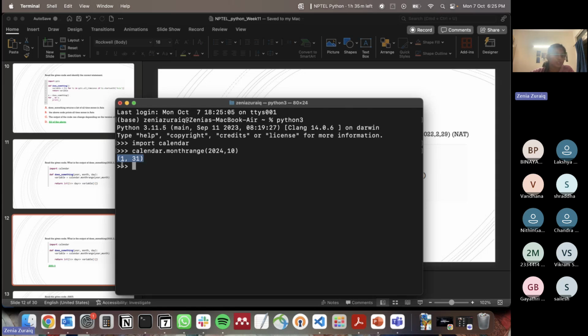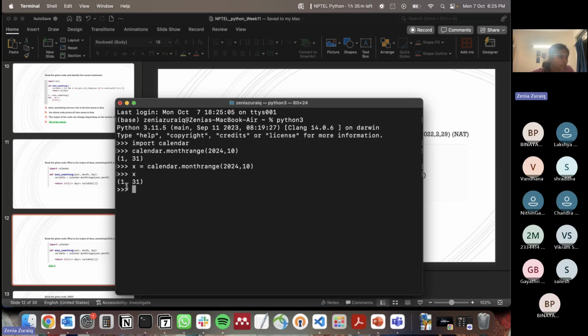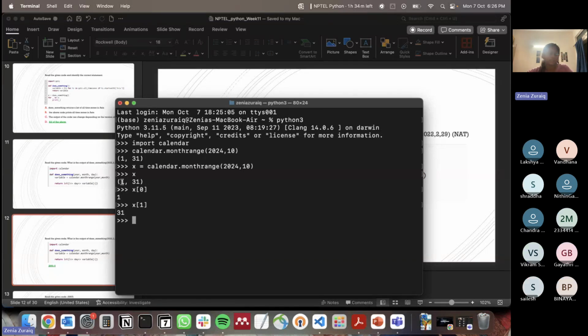If I want to call this number, how will I call it? Suppose I have x is equal to this thing. If I print x, this is this. So if I want to access the first value of x, what will I do? Exactly. If I give x of 0, I'll get 1. If I give x of 1, I'll get 31. So this is not like an array. It's a tuple actually. But the way that you index a tuple is always correct.